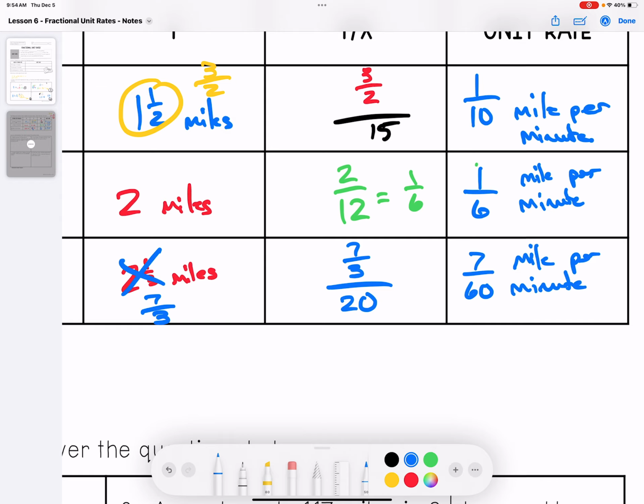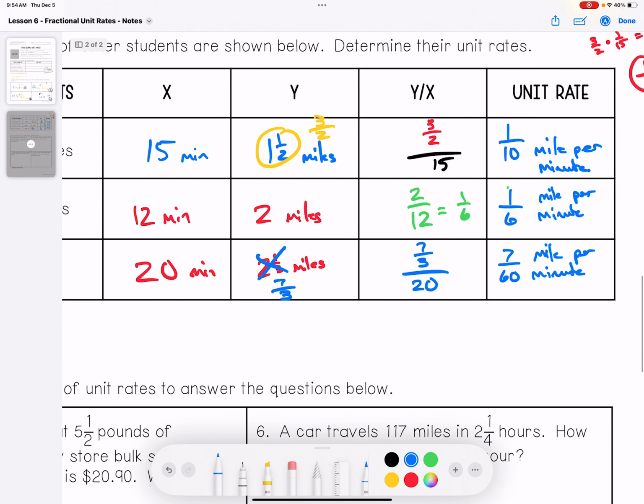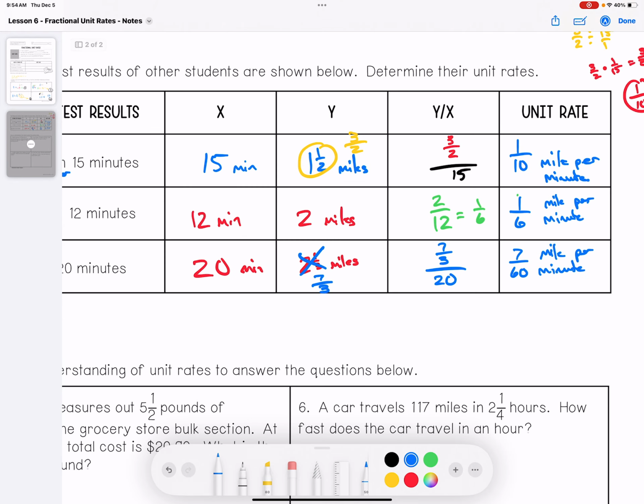Now, if I'm asking you who is going the fastest, can you tell me from their unit rate? No, not really, because I don't know if 1/10 is larger than 1/6. I have to put them in the same form or the same denominator or the same numerator. I can tell you that 1/10 is less than 1/6. So he's going slower, but I don't know about 7/60ths.